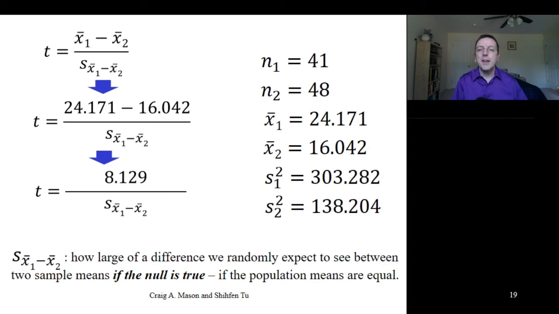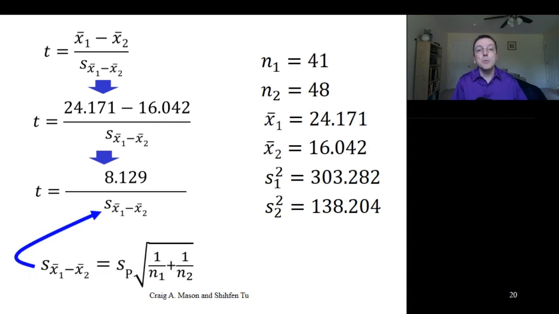Okay? Now, mathematically, the standard error of the difference between means is equal to the pooled standard deviation times the square root of 1 over n1 plus 1 over n2. Now, why do we use a pooled standard deviation? Remember, this specific two independent sample t-test assumes the variances in the two populations are equal. And if the variances are equal, the standard deviations are equal because it's just the square root of the variance.